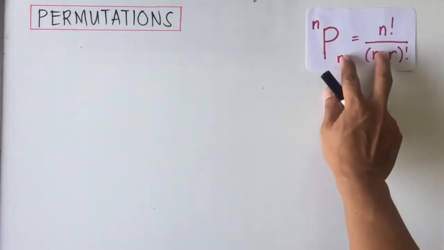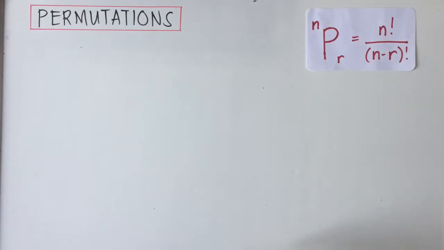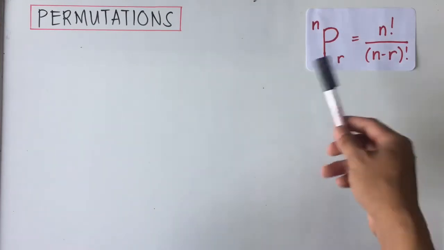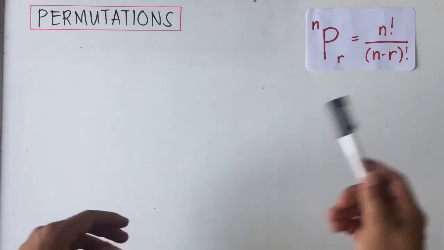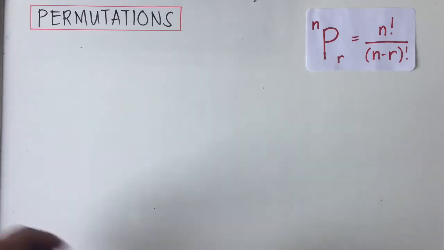Permutations is commonly denoted by this symbol, nPr. What does it mean by n? n means the number of items, r means the number of spaces that you are going to fill in. So it is always equal to n factorial over n minus r factorial. We already know how to go about factorial notation, so we can immediately answer problems like this.